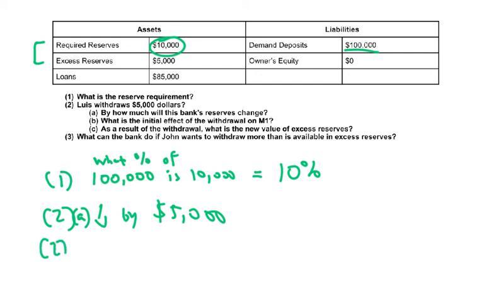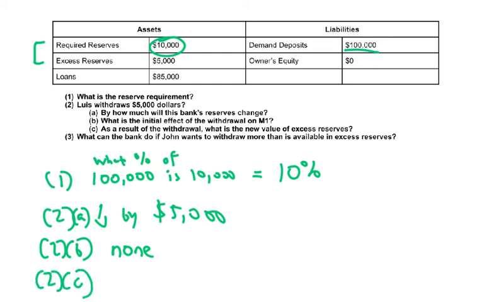And then 2B is what is the impact on M1? And again, for the third time, we're going to say there's none. Why? Because we're moving from deposits to currency. We're just changing the category that we're using for M1. So there's no change there.